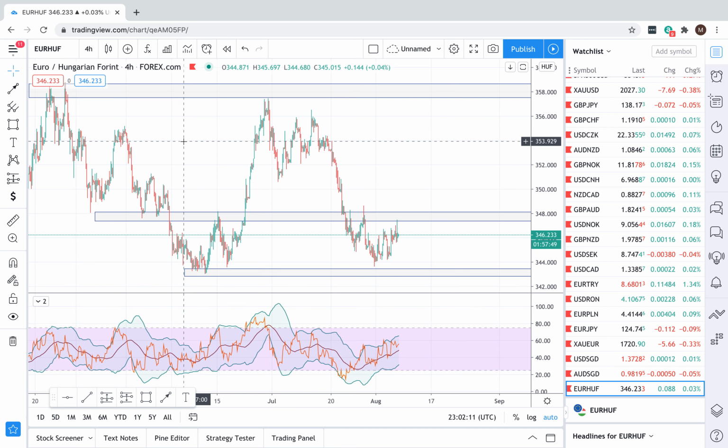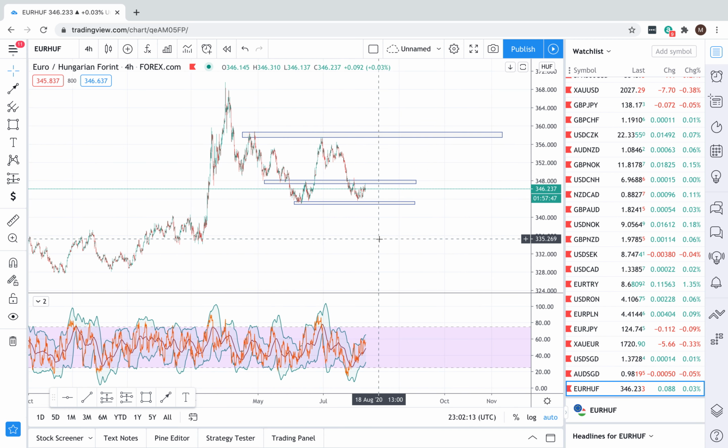Euro HUF looks a bit choppy. To go short, I would wait for price to break this level and retest to go short. To go long, since we've had a recent downtrend, I would wait for price to break this level before I go in long.